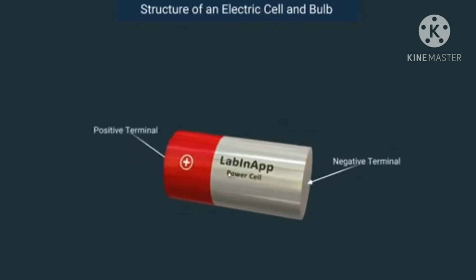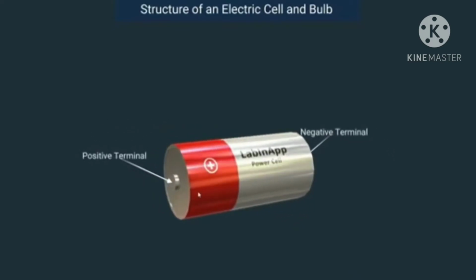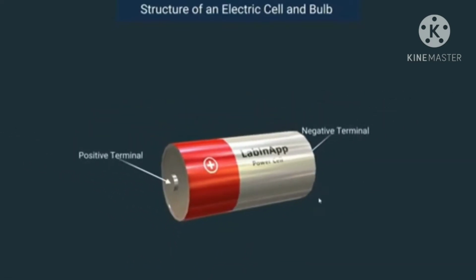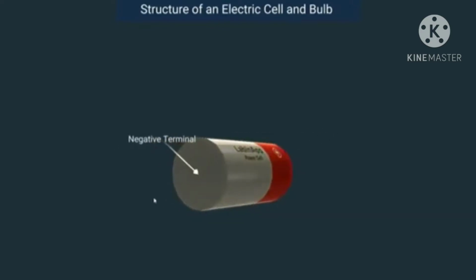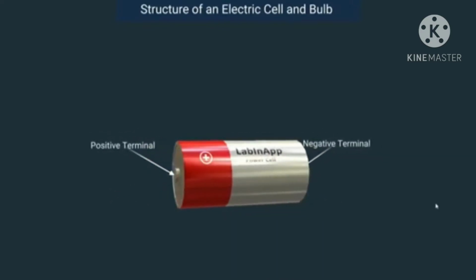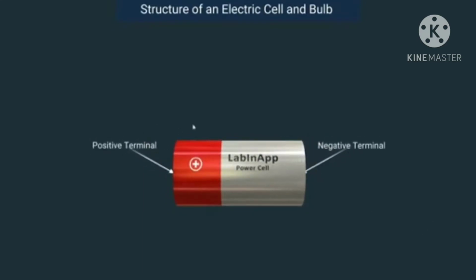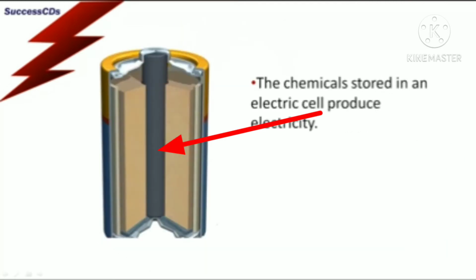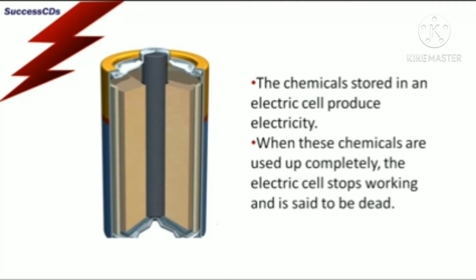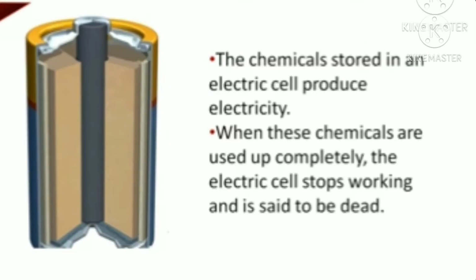The metal cap is the positive terminal of the electric cell. The metal disc is the negative terminal. All electric cells have two terminals, positive and negative terminal. At the center, there is a carbon rod which is surrounded by chemicals. The chemicals stored in the electric cell produce electricity. When these chemicals are used up completely, the electric cell stops working and is said to be dead.